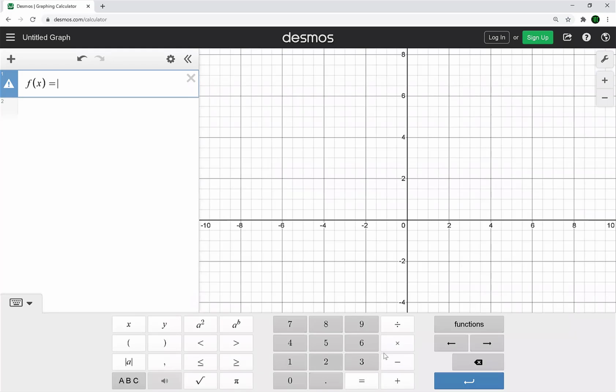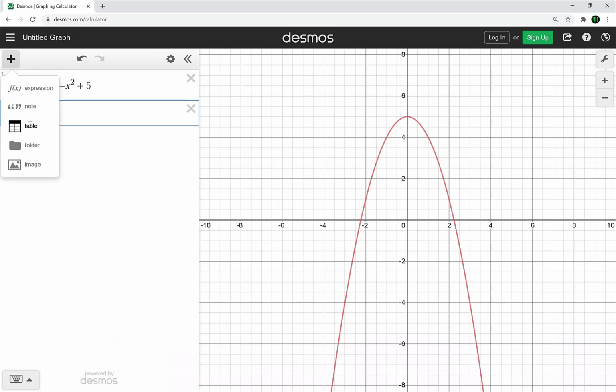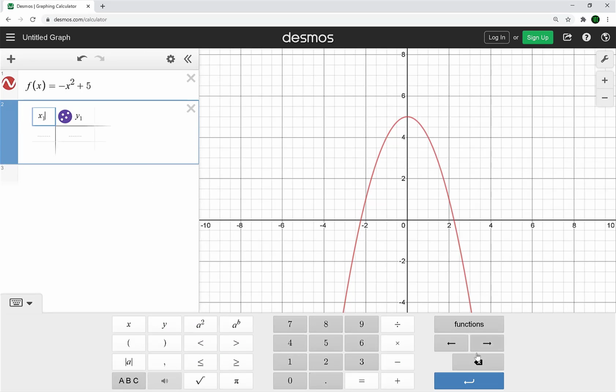What was my function? Negative x squared plus 5. And I want a table. So give me a table. And f of x. Actually, I don't even know if I want a table. No, I don't need a table. I think I can just do it right off the bat.